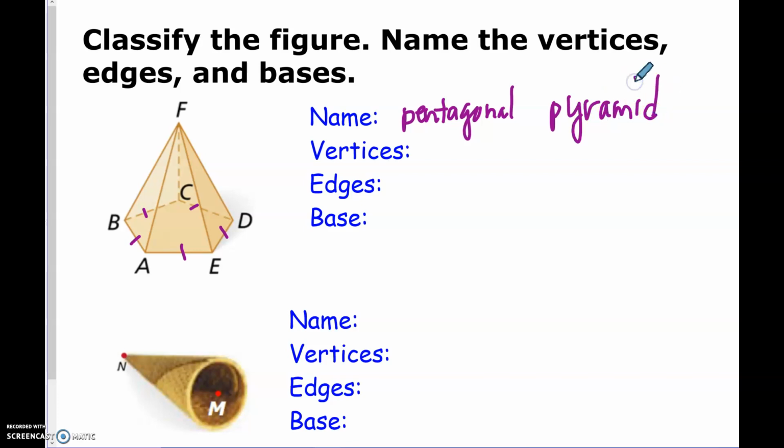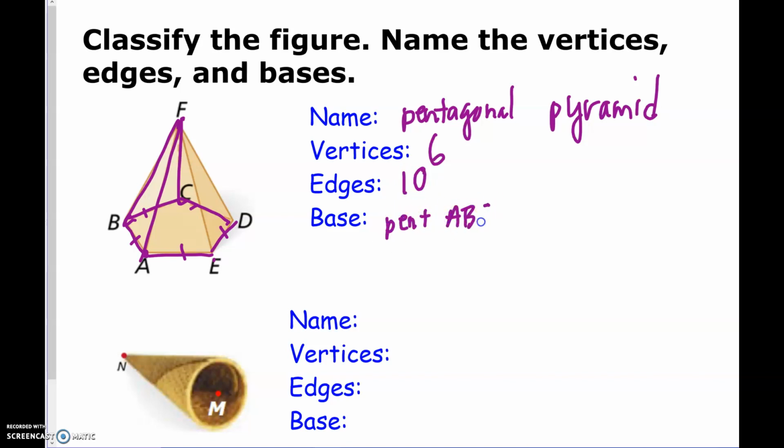Name it by the base. How many vertices do we see? Well, we've got 1, 2, 3, 4, 5, and one on top, 6. So F is also considered a vertice. The edges, well, we've got A, B, B, C. So going around the bottom, we have 5, and then going from B to F, A to F, C to F. So that brings us to a total of 10. And the base is a pentagon, and we would name it A, B, C, D, E.